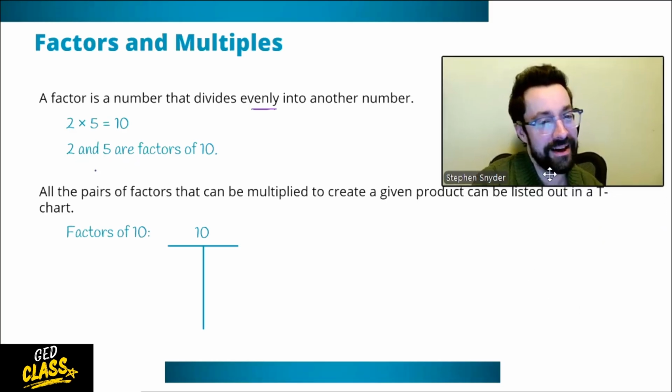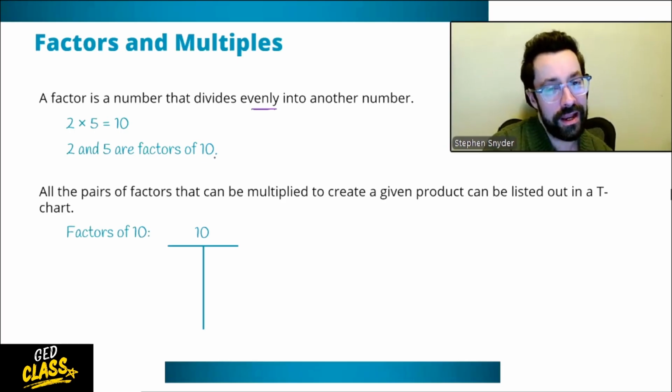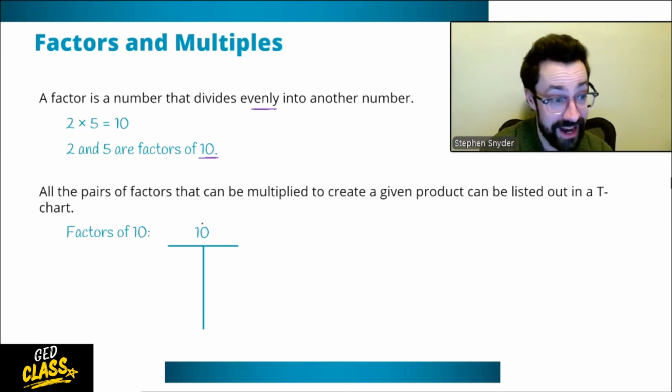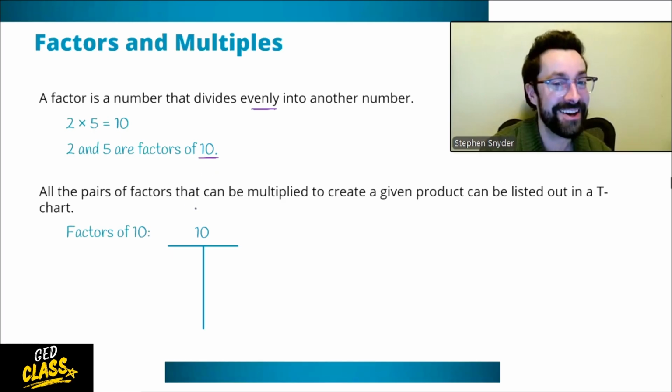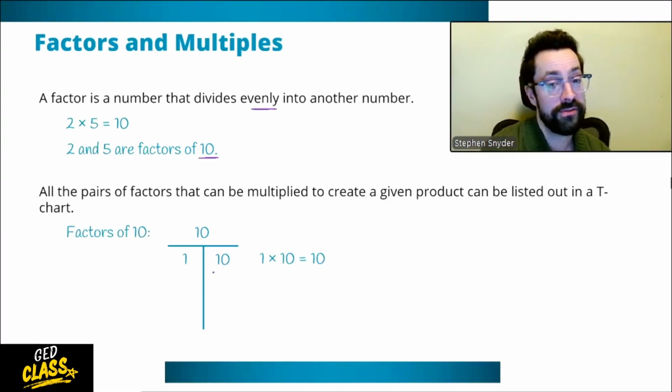Can anybody tell me, without us doing this little diagram yet, what other numbers divide evenly into the number 10? Yeah, Debbie, 1 definitely divides into the number 10, so 1 would also be a factor. And 10 would also be a factor, right? This is why the T diagram can help, because a lot of people forget about 1 and the number itself, which are always factors. So you always want to start with 1 and the number itself, and then just go up from there, testing out other numbers.